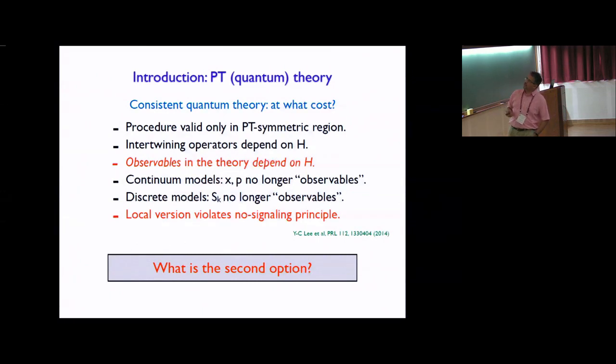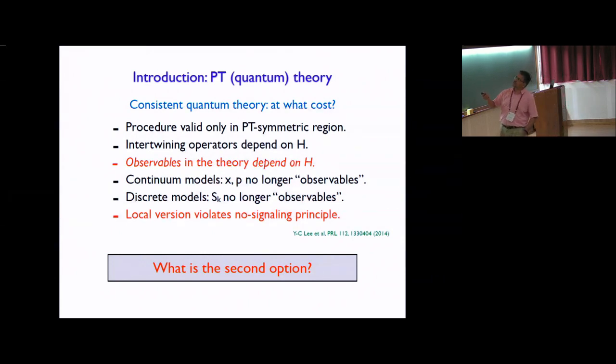Now, the cost of this is that this procedure is only valid in the PT-symmetric region. In other words, the Hamiltonian makes sense only when it has a real spectrum. When the non-hermiticity becomes very large, I will not fundamentally consider it as a model, because it has no meaning; I cannot do the similarity transformation to a self-adjoint one.